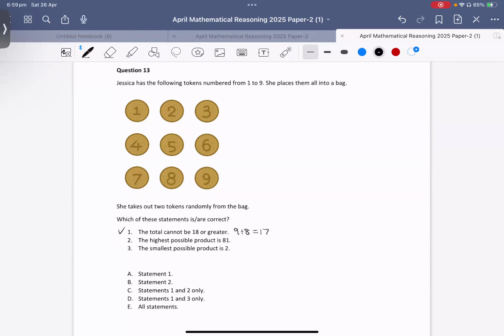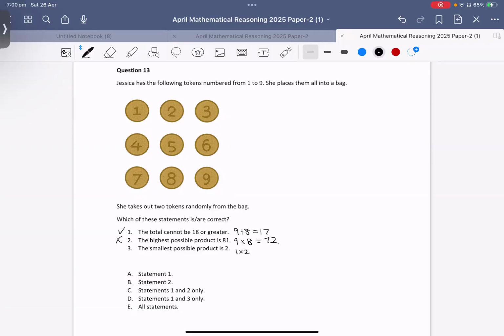And then statement 2 says the highest possible product is 81. Remember, the highest possible product would be between the biggest numbers, right? And the 2 biggest numbers actually just give us the highest possible product of 72. So statement 2 is not correct. And statement 3 says the smallest possible product here is 2. So what are the 2 smallest numbers here to give us the smallest possible product?